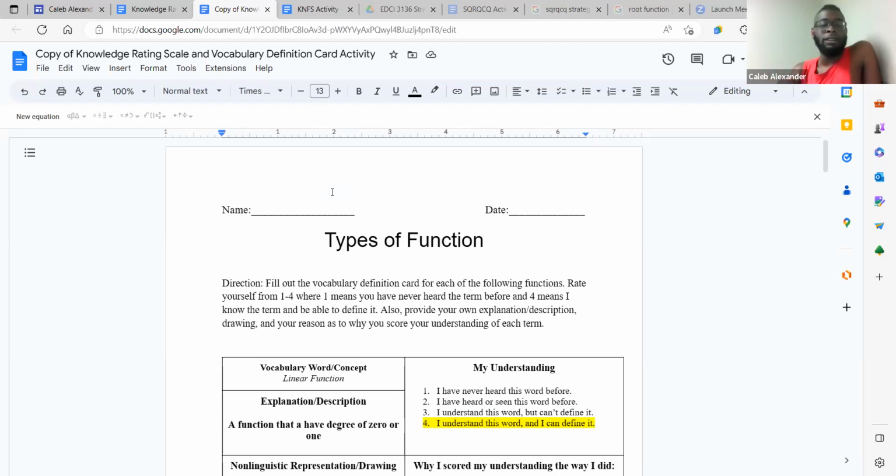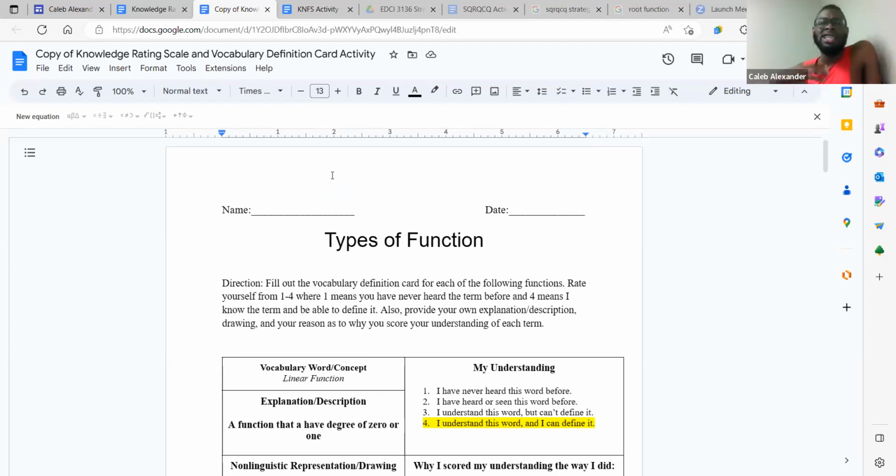This is based on the direction. Their direction would be to fill out the vocabulary definition card for each of the following functions. They're going to rate each one from 1 to 4, where 1 means they haven't heard this term before, and 4 means they know the term and are able to define it. They also have to provide their own explanations, descriptions, drawings, and explain the reason why they chose the rating they picked.